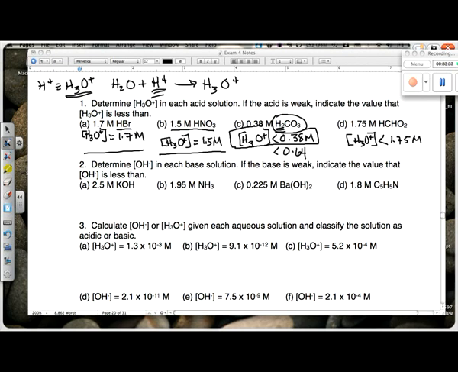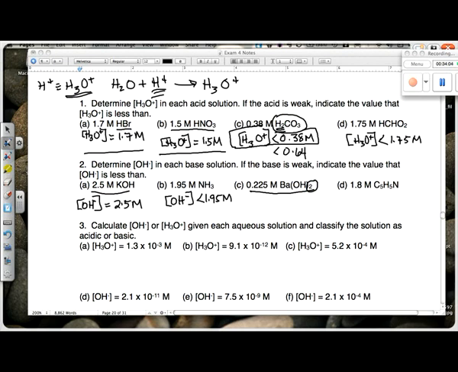All right. Now, I do have two strong bases here where I do have some stoichiometry. So on the first one, base, strong. So I know that the OH minus concentration, there's 1 OH for every KOH, is 2.5. B is a weak base. So all I can say about OH minus is that it is less than 1.95.